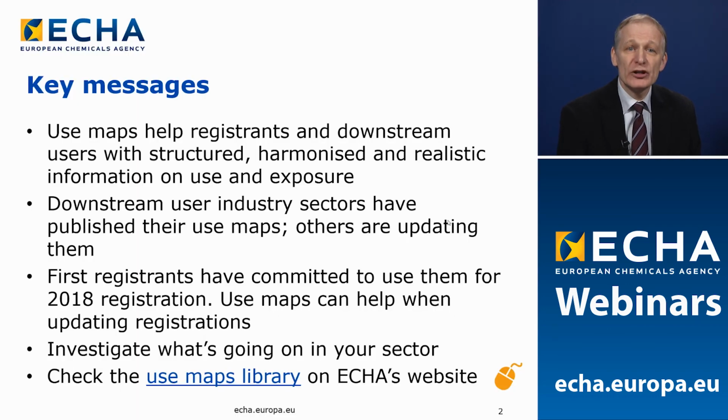Use maps help registrants and downstream users alike with structured, harmonised and realistic information on use and exposure. Industry sectors representing downstream users have started publishing their use maps. Others are currently developing them or updating them. First registrants have committed to use them for the 2018 registrations. The tool is also particularly useful for registration updates.